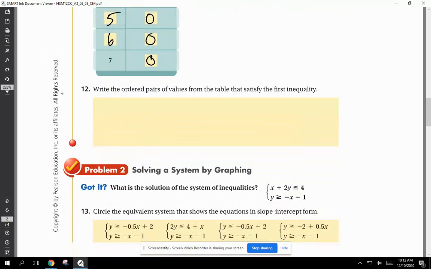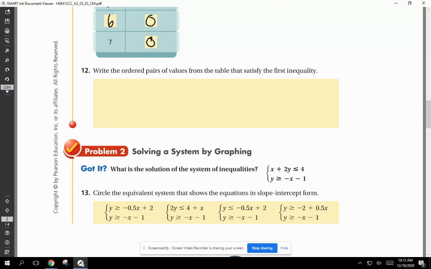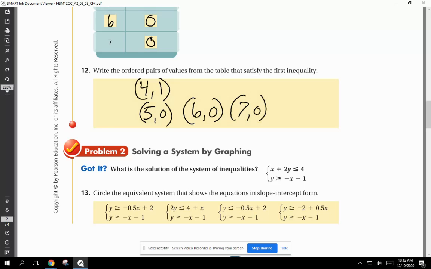Write the ordered pairs of values from the table that satisfy the inequalities. So here are the ones that satisfy it: 5, 0; 6, 0; and 7, 0. And we're not going to use the table, so I went through that very quickly.